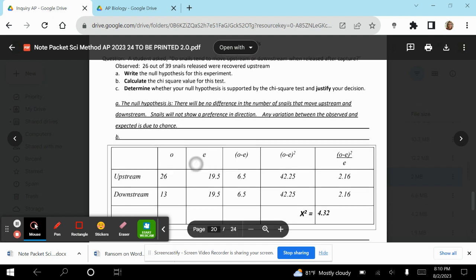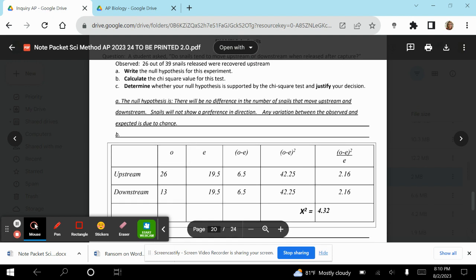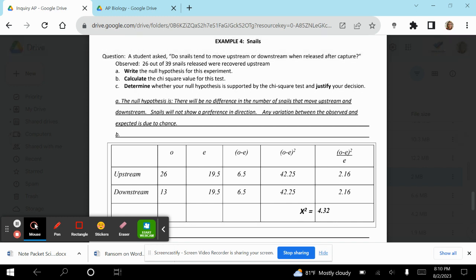So let me move this up a little bit here. And so that is why I don't have 26 and 39 written here. I have 26 and then 13 would have gone downstairs, or sorry, downstream. All right, let's take a look at what this essay question is asking you to do.